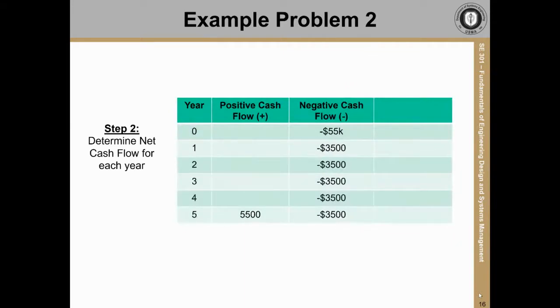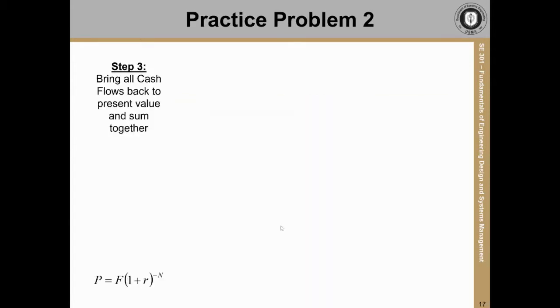So if we're looking at the Reese's example, and we construct our life cycle cost profile, we can see right here that in year 0, we're spending $55,000. So that's cash out. Then year 1, year 2, year 3, year 4, year 5, we're spending $3,500 in operation cost. And then finally, in year 5, we have that salvage value, so we're getting $5,500 back in.